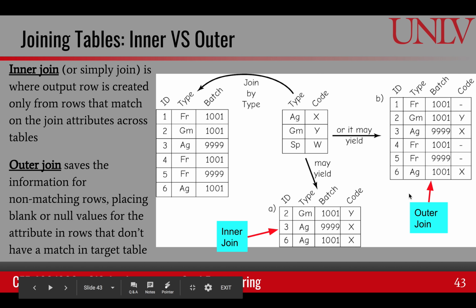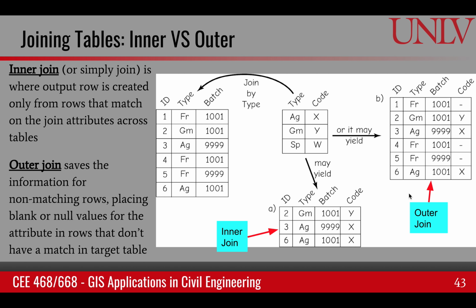In real life applications, both types of joins are seen depending upon the need. Sometimes we do need to create an outer join, and we are fine with these blanks because maybe we are interested in the other columns. But either way, both of these conditions can appear.